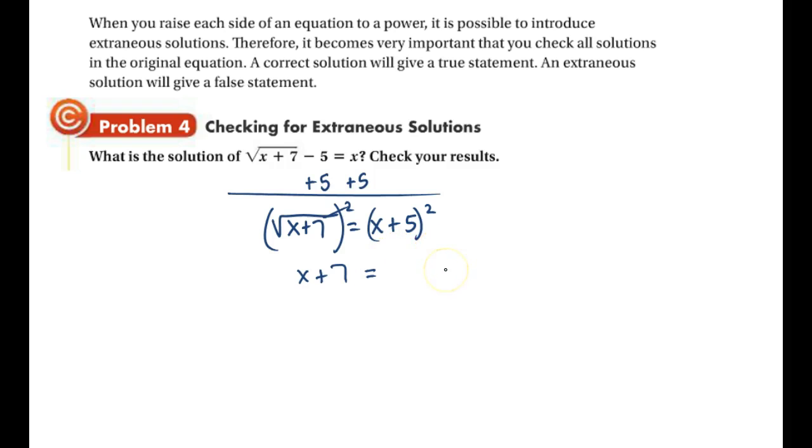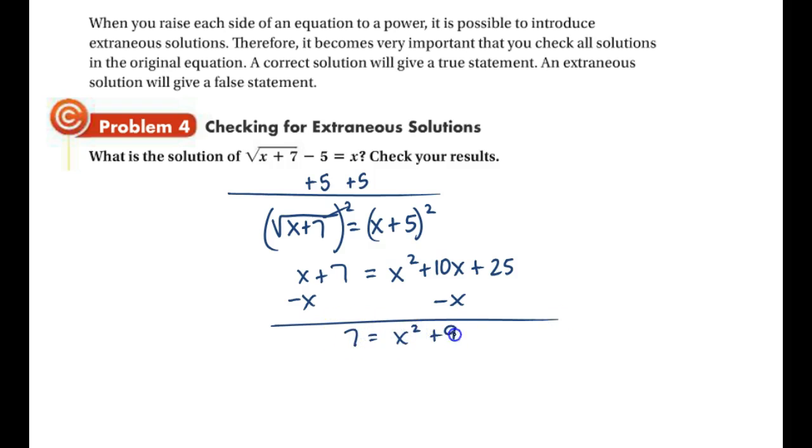Hopefully you remember from chapter 4 how to work with the square of a sum. So we need to multiply that out and we should get x squared plus 10x plus 25. And you can see that we're going to be working with a quadratic. So now I want to get everything on the right side, so I have the left side equal to 0. So I'm going to move the x over, and that means I have 9x in the middle, and now I'm going to move the 7 over.